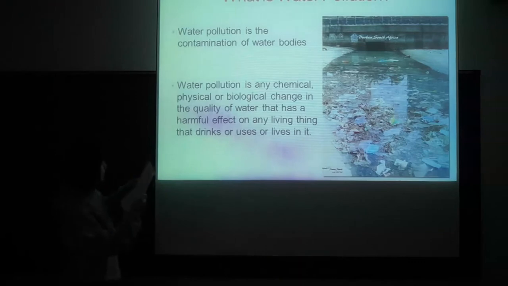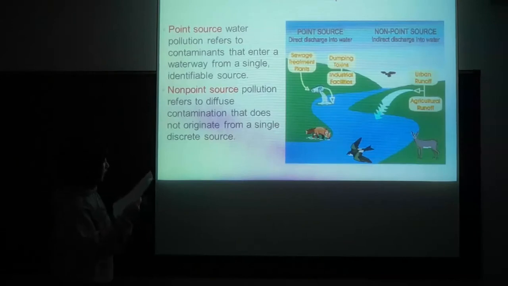So water pollution is the contamination of water bodies. Water pollution is any chemical, physical, or biological change in the quality of water that has harmful effects on any living things that drink, use, or live in it. Water pollution is usually caused by human activities. Different human sources add to the pollution of water.